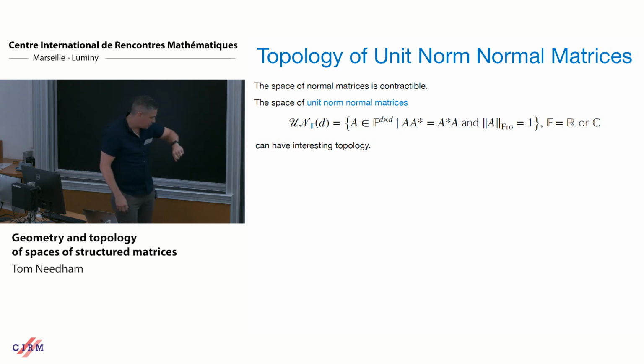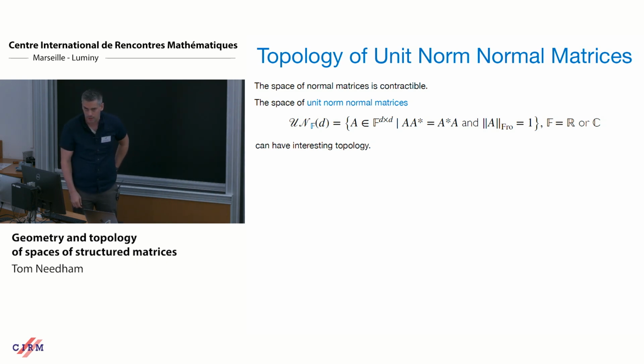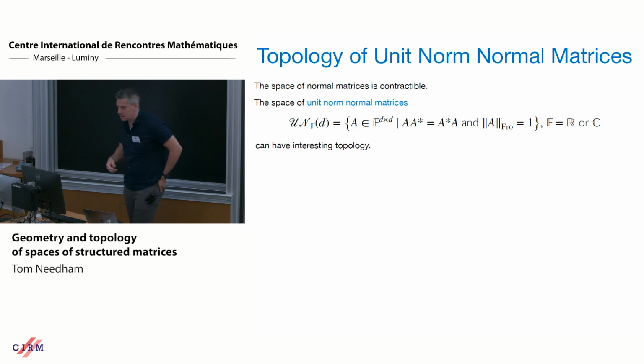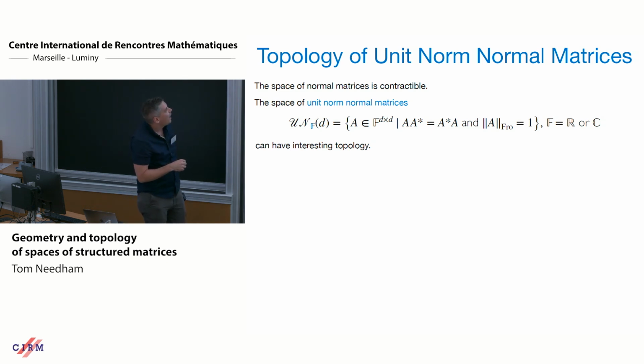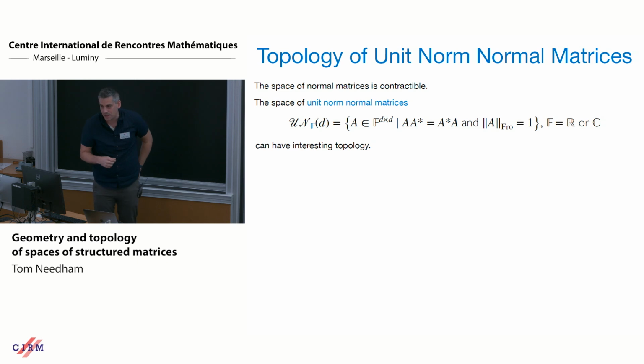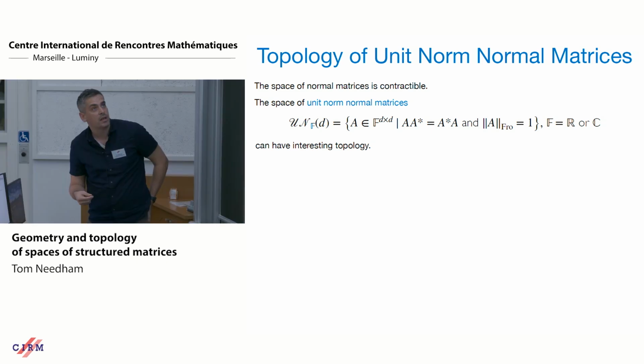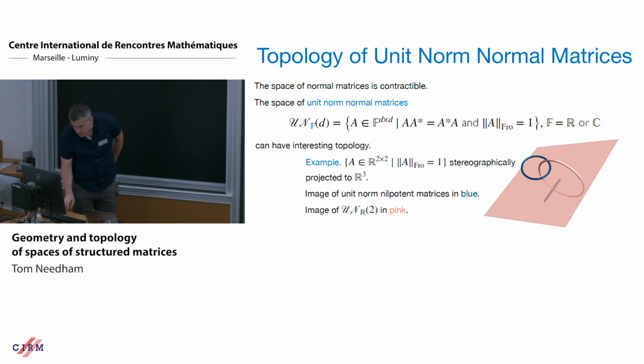An application of this is to consider the topology of the space of unit norm normal matrices. I was claiming that we were proving theorems relevant to signal processing people. This one is maybe not so much, but it's a fun application. The space of normal matrices is a cone, so it's contractible, so there's no topology there. But if I consider the space of unit norm normal matrices, fixing Frobenius norm 1, these can be real or complex. This can have interesting topology.